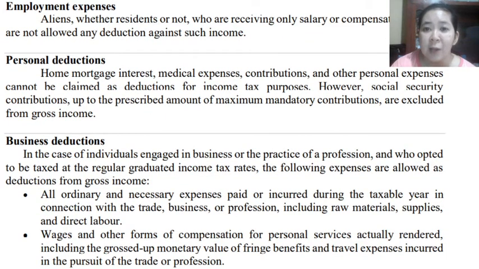For personal deductions, please take note: home mortgage, so this is the payment of your home used as a collateral for your loan. That is your payment. Your medical expenses, your contributions, and other personal expenses. Please take note, these are not allowed to be claimed as deductions. This is not listed in the itemized deductions.